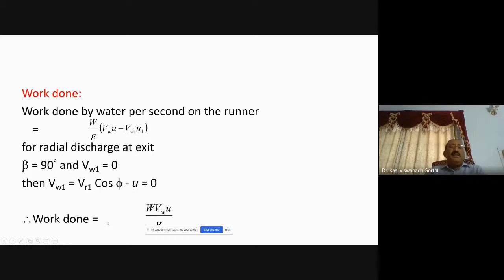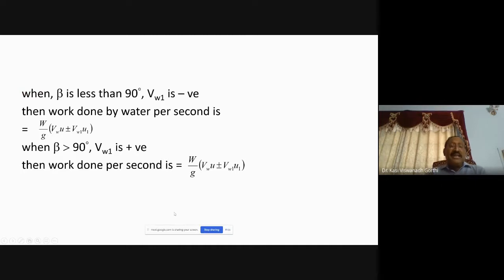The work done by water per second on the runner would be W by g into Vw U minus Vw1 U1. As we have seen, beta being equal to 90 degrees, Vw1 becomes 0 from the outlet velocity diagram, and hence it is only W by g into Vw U. Okay, W, and then the work done will be W into Vw U by g. In case for any other reaction turbine where the value of beta is less than 90 degrees, Vw1 will be negative. So you have a very generic expression, Vw U plus or minus Vw1 U1 for the value of beta being less than 90 or the value of beta being greater than 90, Vw1 with negative or positive values.